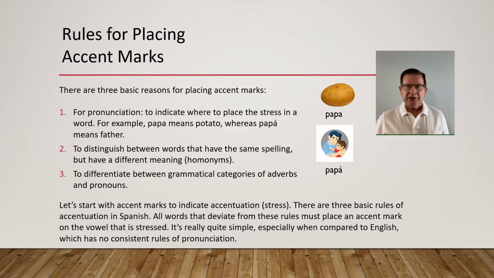Let's start with accent marks to indicate accentuation, that is stress on a word. There are three basic rules of accentuation in Spanish. All words that deviate from these rules must place an accent mark on the vowel that is stressed. It's really quite simple, especially when compared to English, which has no consistent rules of pronunciation.